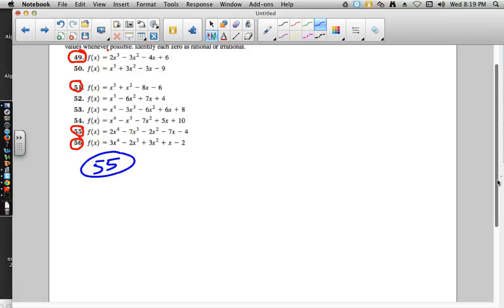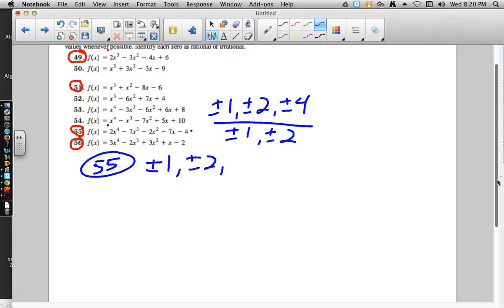All right, same type of thing for number 55. So with 55, our possibles, there's a 4, so plus or minus 1, plus or minus 2, plus or minus 4. That's not a bad list. But in the front we have a 2, so plus or minus 1, plus or minus 2. So let's see what our possibles really would be. Plus or minus 1, plus or minus 2, plus or minus 4, and that's by taking the numbers and dividing them by 1.